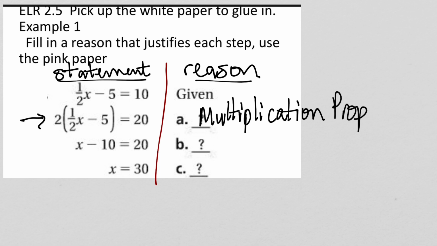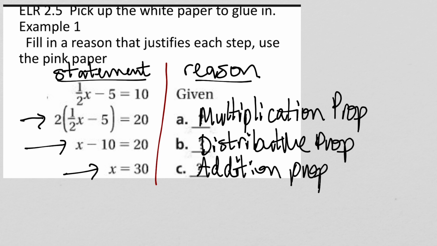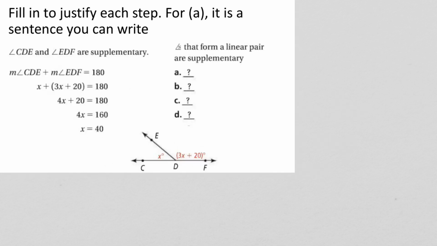Okay, next one, how are they going from the previous one up here to get to x minus 10 equaling 20? What did they do there? Well, looks like they multiplied the 2 inside, and that property is the distributive property. And then how do they go from x minus 10 equals 20 to x equals 30? Well, they're adding 10 to both sides, so that's the addition property. Okay, I don't think that was too bad, right? All right, let's take a look at example 2.